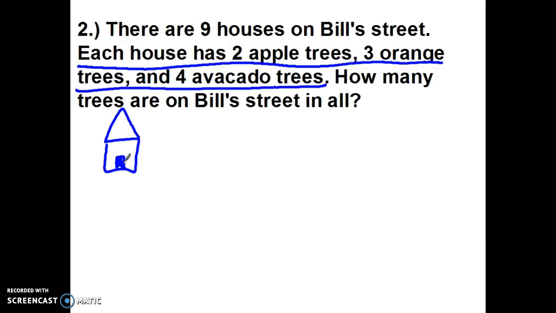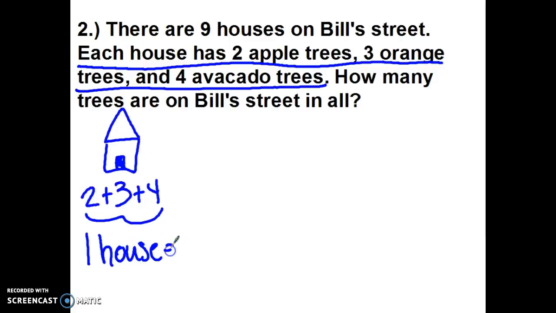So, just joking. But you have 2 apple trees, 3 orange trees, and 4 avocado trees. Which means each house, so one house, has how many trees?